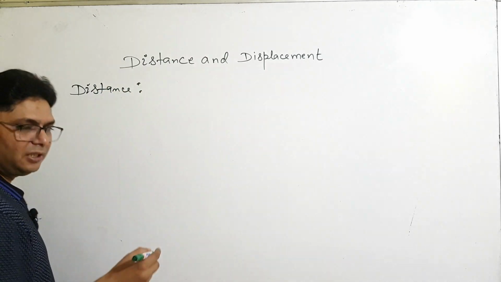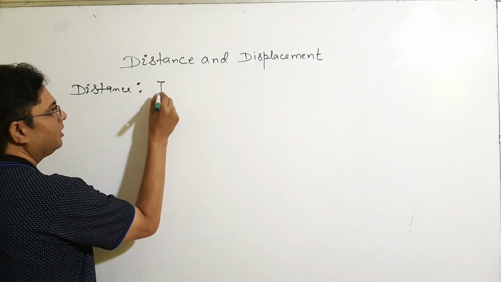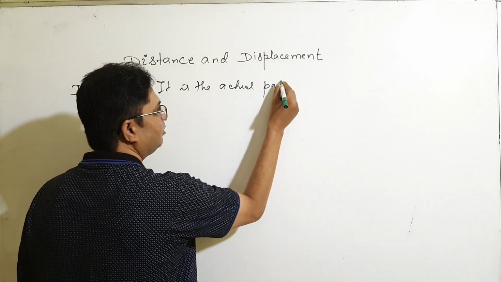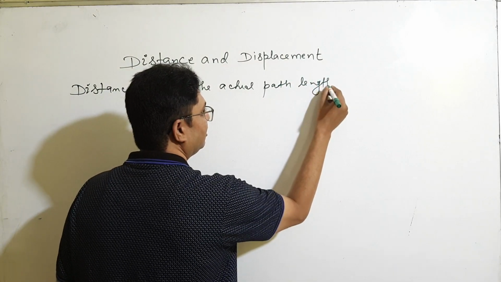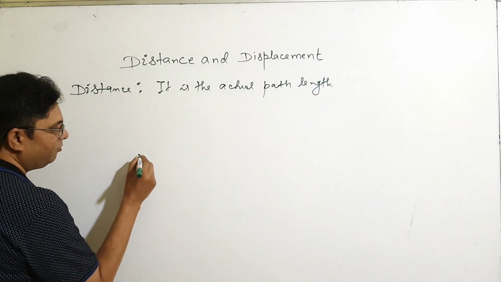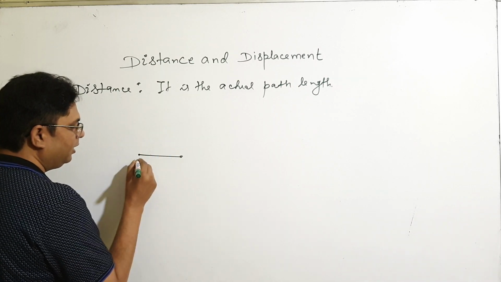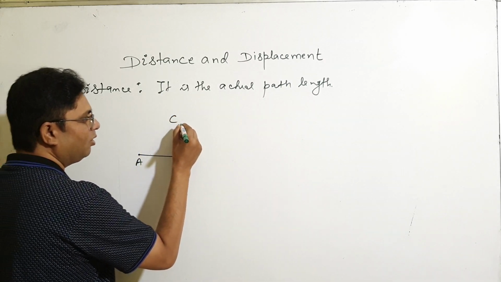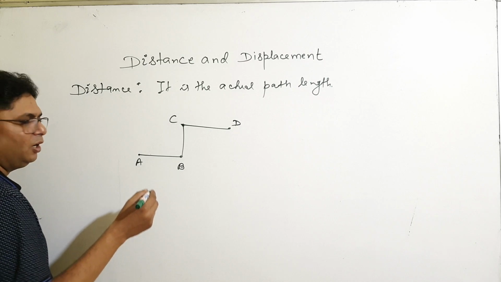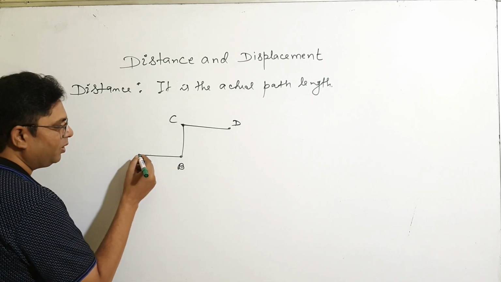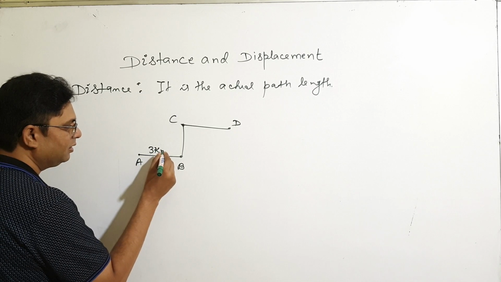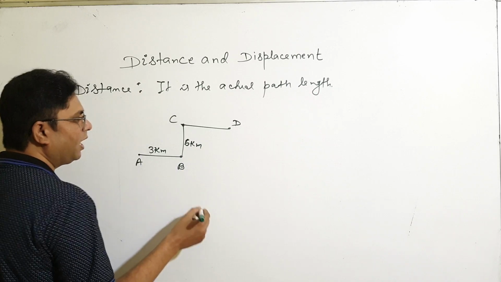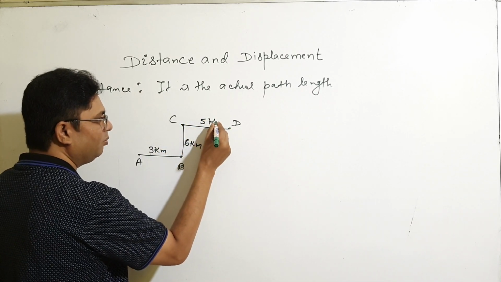Distance, as the definition of distance, is the actual path length. This means that if you move from A to B, then normal from B to C, then again normal from C to D, and your movement from A to B is 3 kilometer, from B to C is 6 kilometer, and from C to D is 5 kilometer.